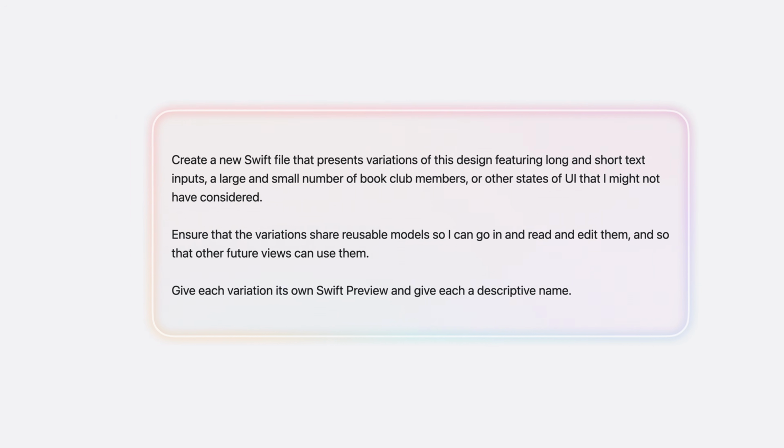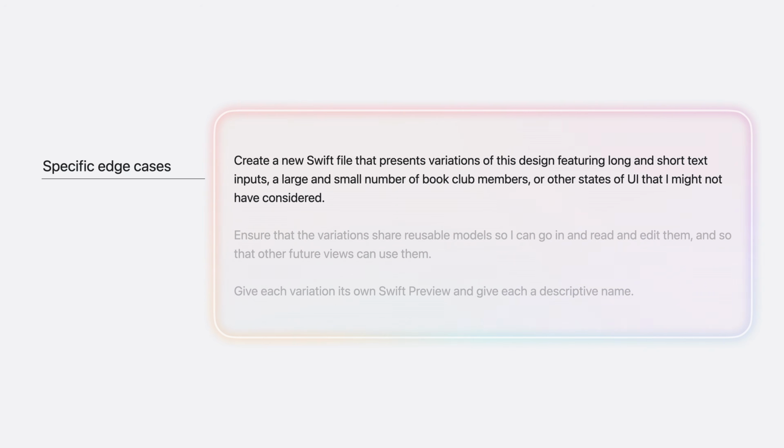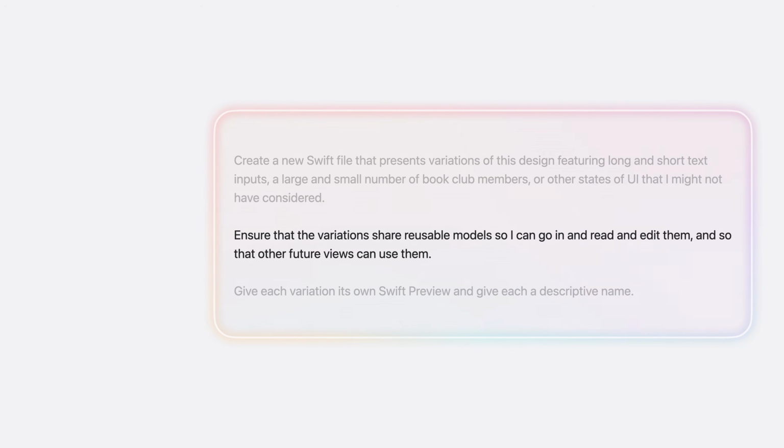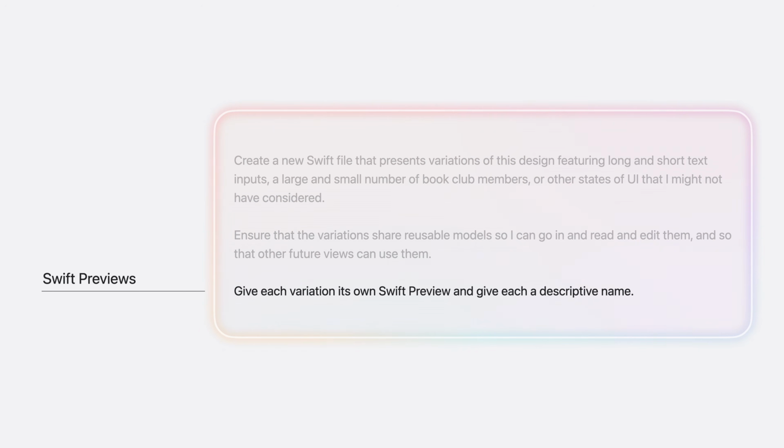Here's an example prompt I might use. I ensure that I specify concretely the edge cases I can imagine. Make sure that these sample models are easy to go in and modify, as well as can be reused in future prototypes. And lastly, that each variation gets its own Swift preview and has a descriptive name that I can refer to when I revise.